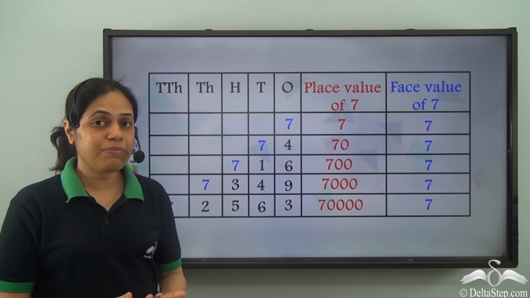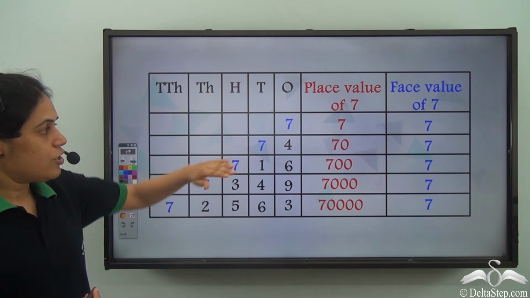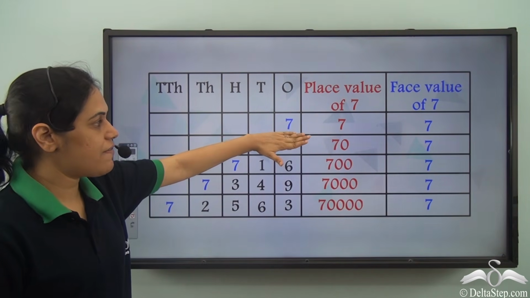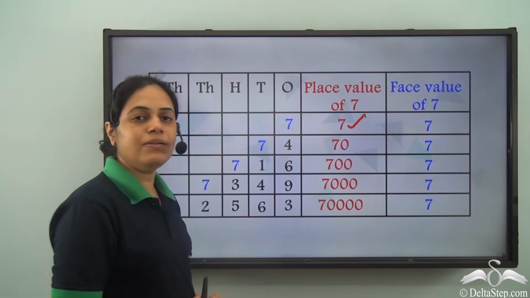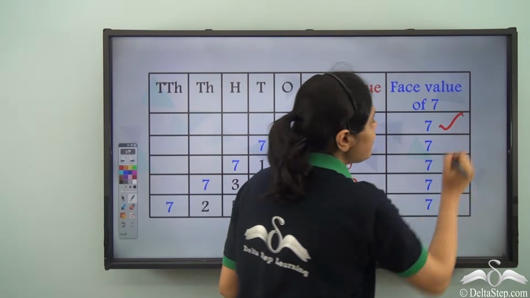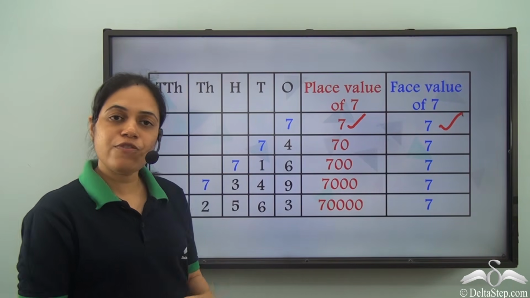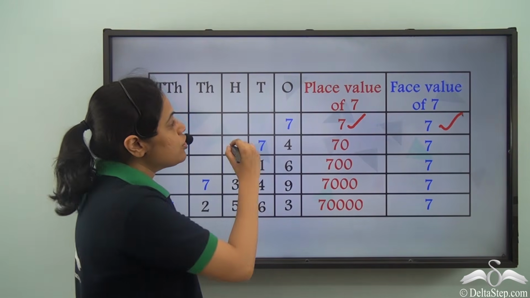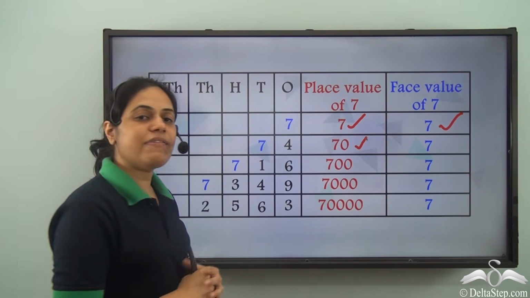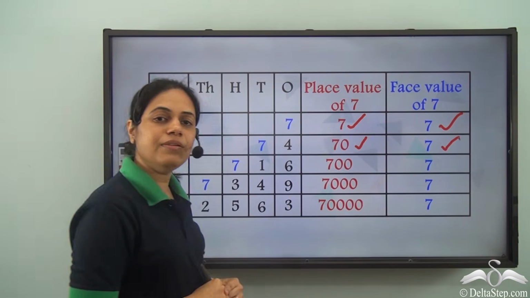And the same digit can have different place values in different numbers. So if you look at the digit 7, in this number, 7 is in the ones place. So the place value of 7 is 7 and the face value is 7. Now if you look at this number, it is 74. In 74, 7 is in the tens place. So the place value of 7 is 70, 7 into 10. But the face value is 7.